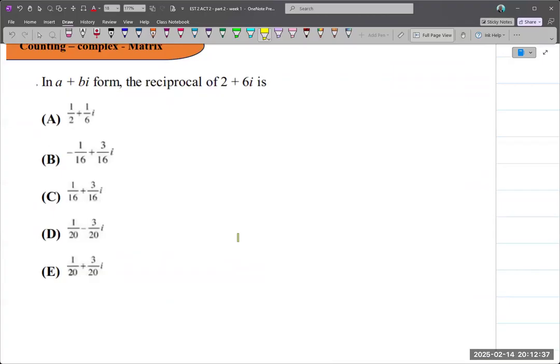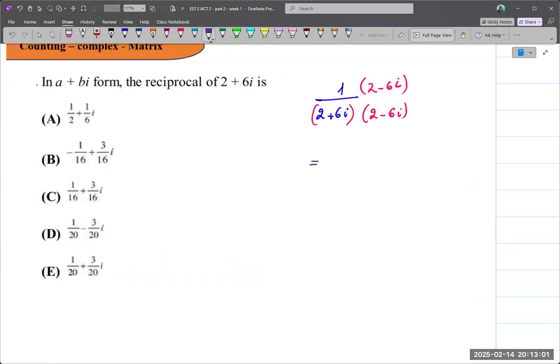In a plus bi form, the reciprocal of 2 plus 6i. Of course, here 1 over 2 plus 6i, we can't divide like this. We have to multiply it by the conjugate. It will be 2 minus 6i, and in the numerator 2 minus 6i too.